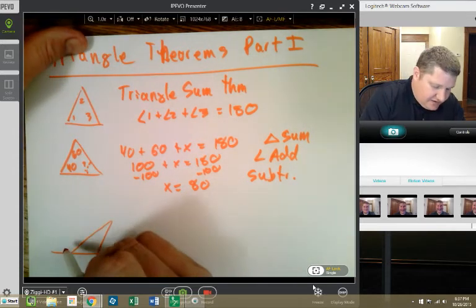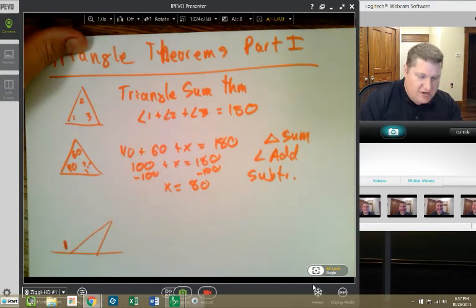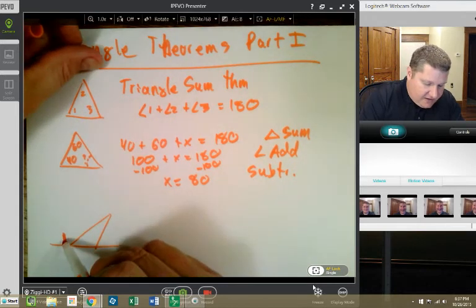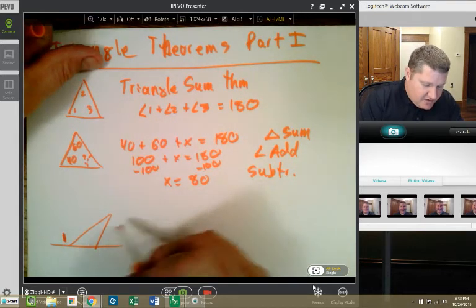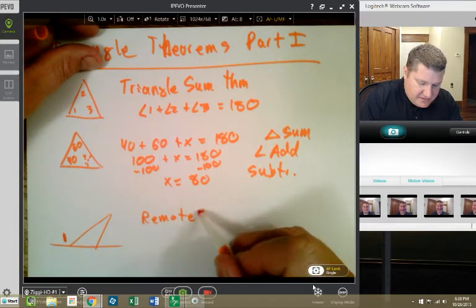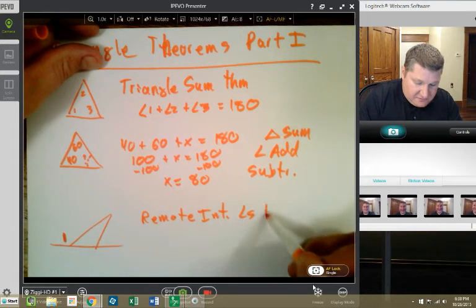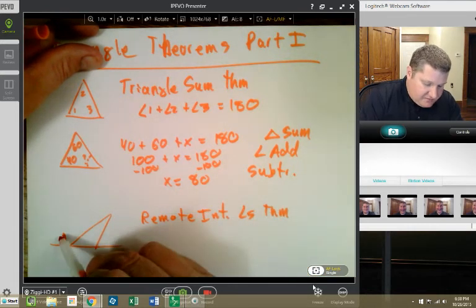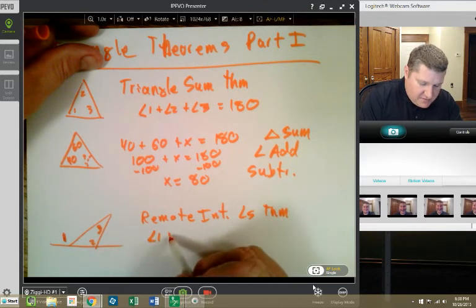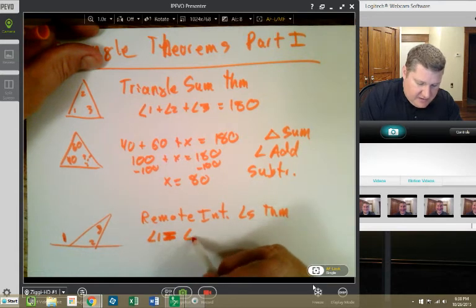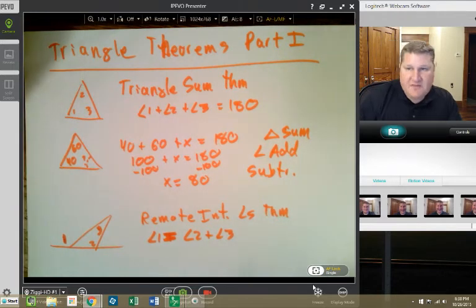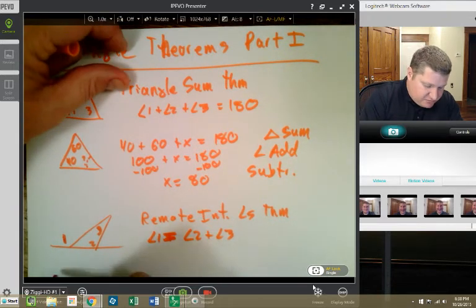The remote interior angles theorem says if an exterior angle of a triangle, so this of course being exterior because it is outside, has to be equal to the sum of the two remote interior angles. So angle 1 has to be the same as the sum of 2 and 3. So angle 1 equals angle 2 plus angle 3. Not terribly shocking information, but let's prove it here.